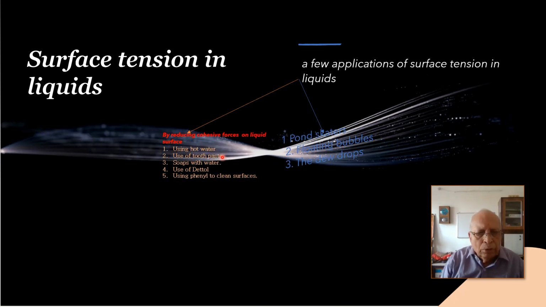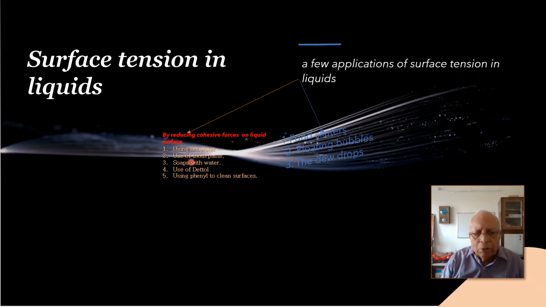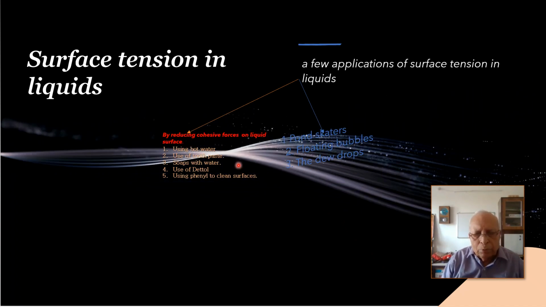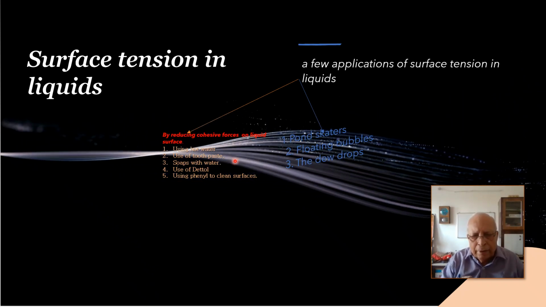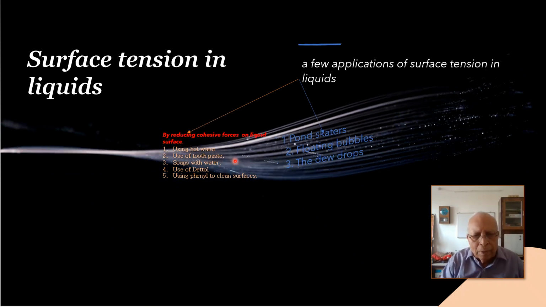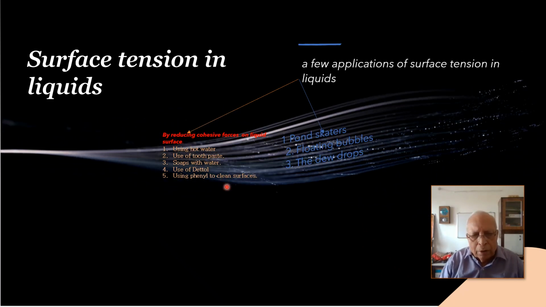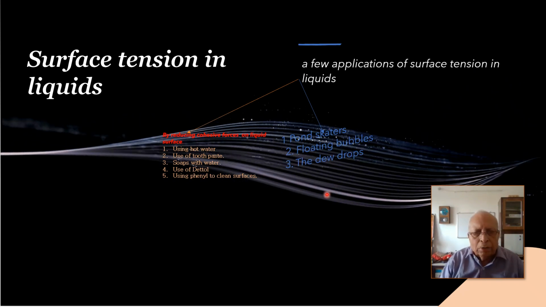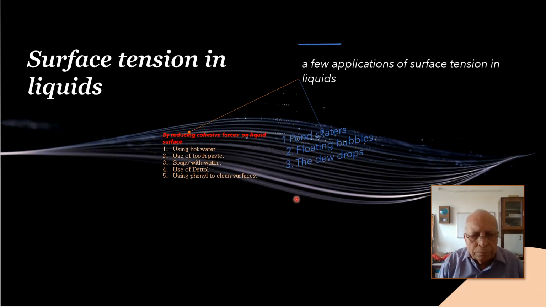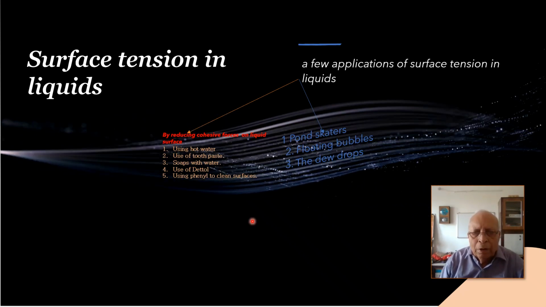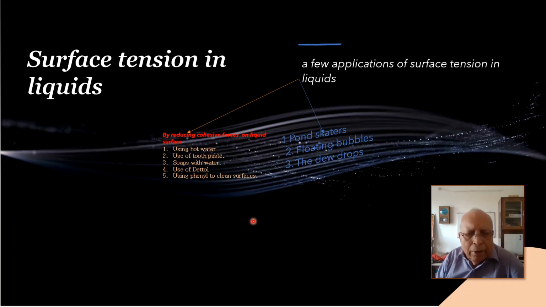Toothpaste. When we use toothpaste, what happens? The cohesive forces of the water become lesser, and it is because of the adhesive forces that it spreads uniformly all around the mouth. Soaps with water, use of Dettol, these are some of the typical applications of surface tension of water. And this is how I tried to explain to you.